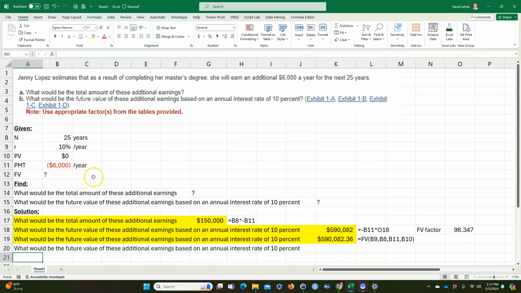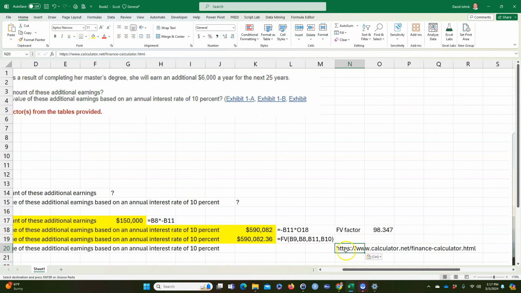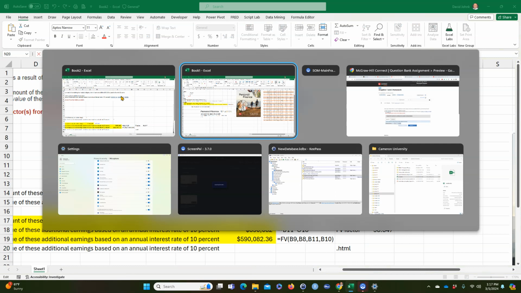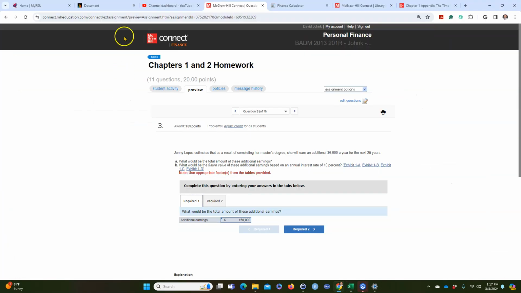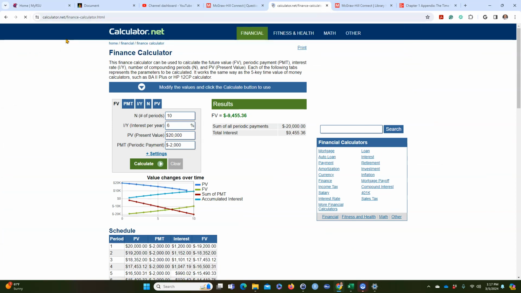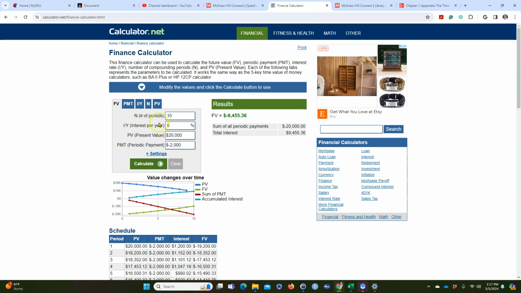Okay, so another way you could do it is you could use your financial calculator. There's a lot of websites out there. Let me paste this right here, Control V. So I'm going to go to this website. Let me highlight it and copy, and we'll go out to the internet and paste it in here. And again, this is just one example.